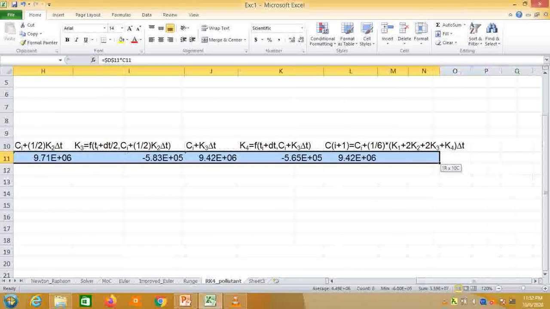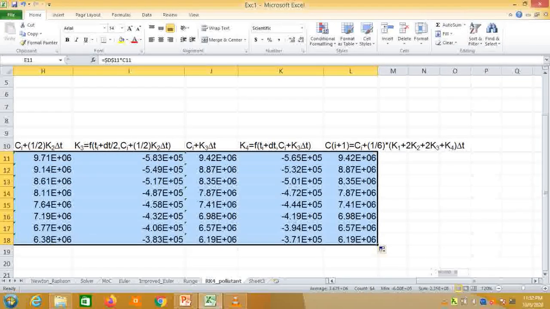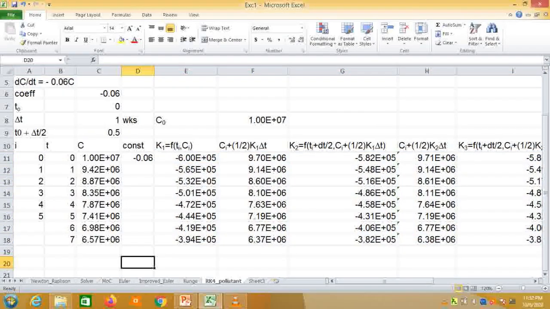So you can just populate that. You can obviously see that at the end of the 7th week it is going to be 6.57 times 10 to the power of 6. So this is the final answer.